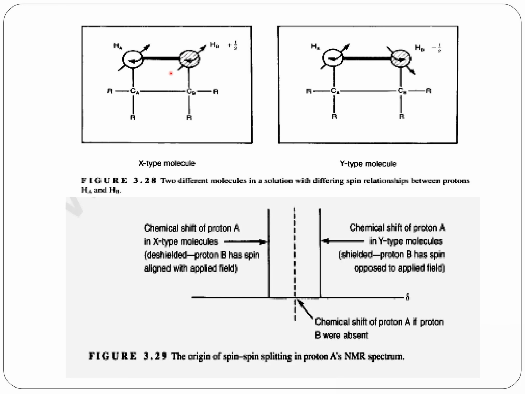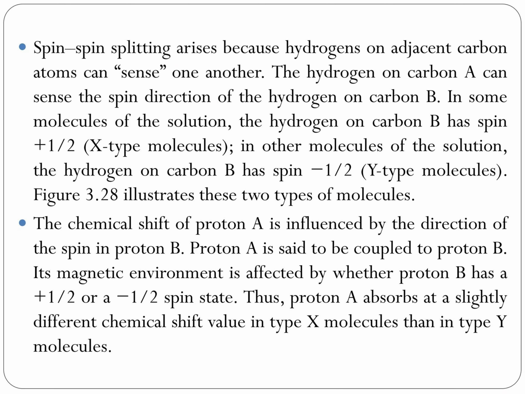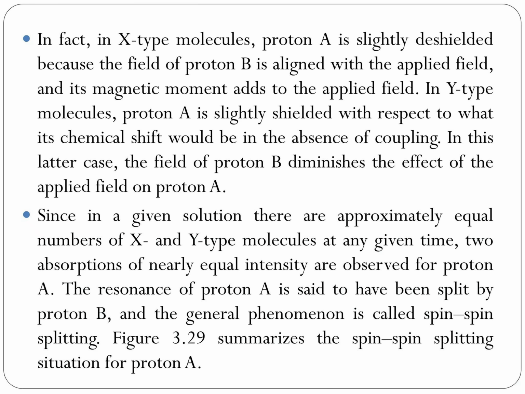So why does splitting occur? Splitting occurs due to the effect of the nearby proton. Spin splitting arises because the hydrogens on adjacent carbon atoms can sense one another. The hydrogen on carbon A can sense the spin direction of the hydrogen on carbon B. In some molecules in the solution, the hydrogen on carbon B has spin plus half, and in others minus half, so obviously one will sense another. The reasons why splitting occurs have been described here, so just go through this.